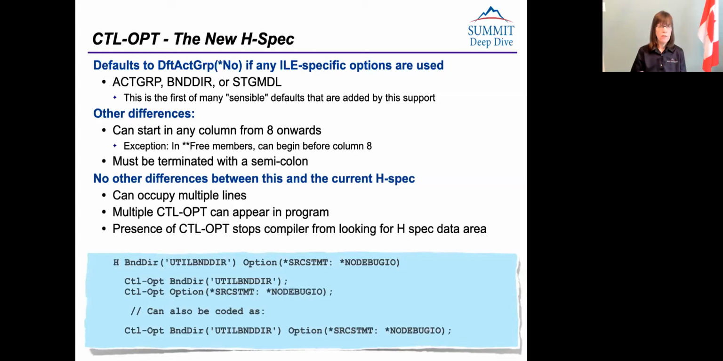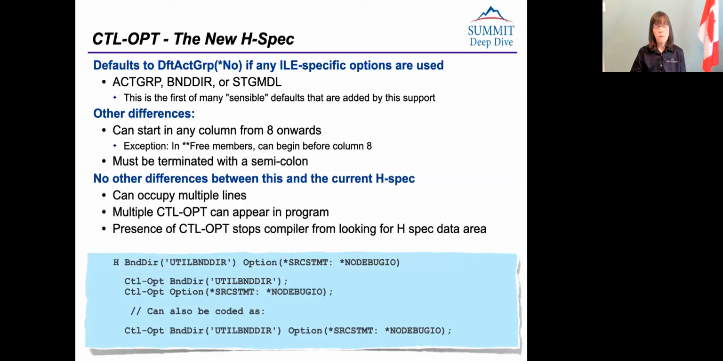Other differences, of course, is that it can start anywhere from column 8 onwards, or if you're using star free, all the way from column 1 onwards. And of course, it has to have a semicolon at the end. But otherwise, the same rules apply to the control opt as the current HSpec. It can use multiple lines.